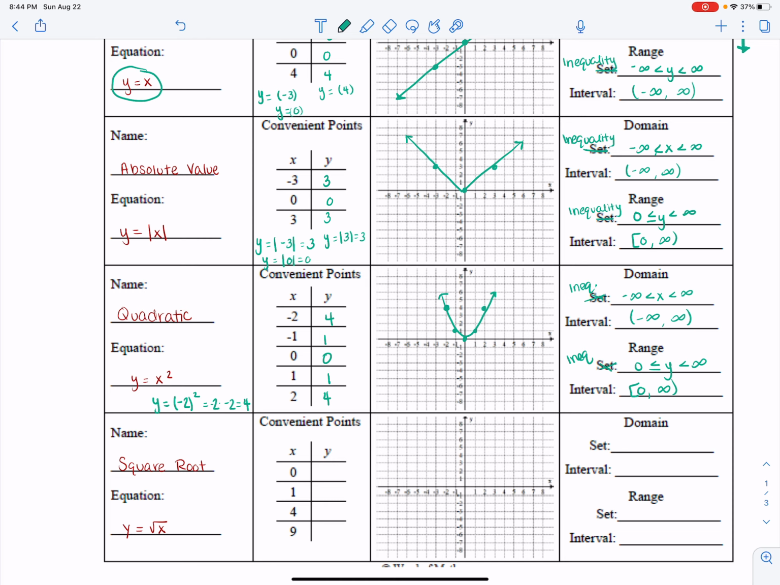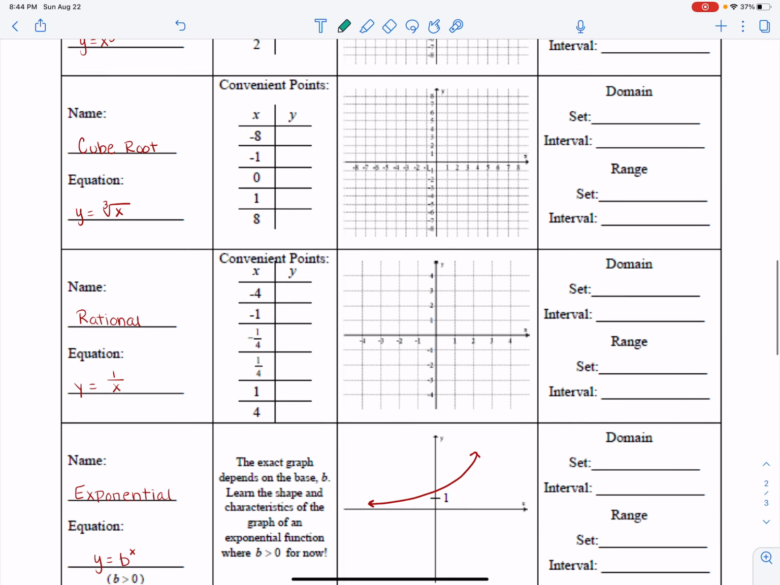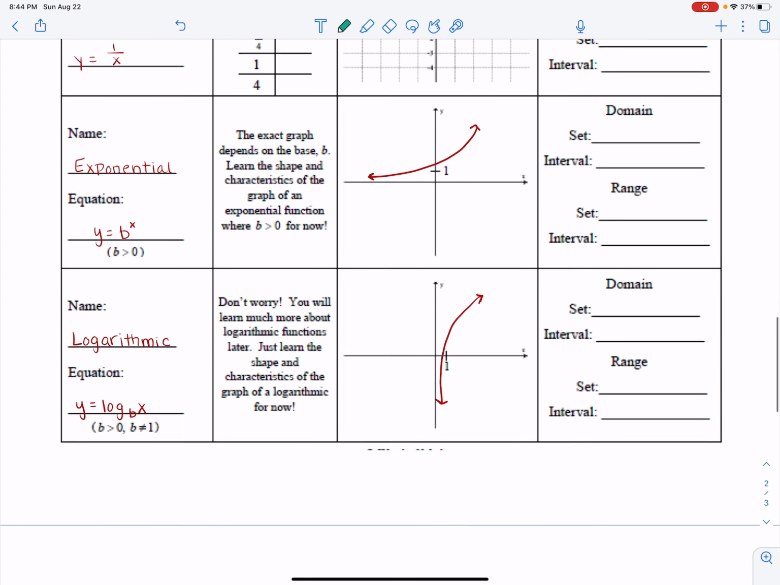Okay, so I think you kind of get the idea. So what I want you to do is I want you to do the rest of them, okay? And see what you can come up with.